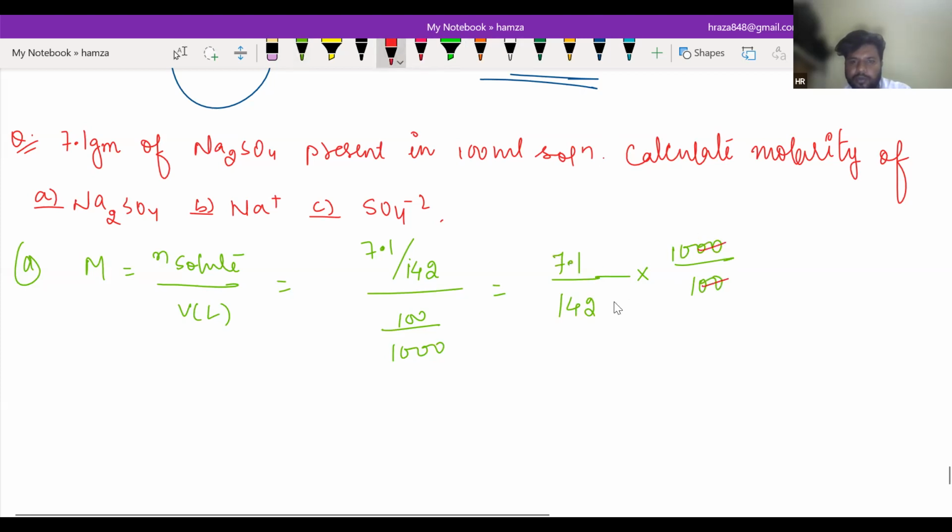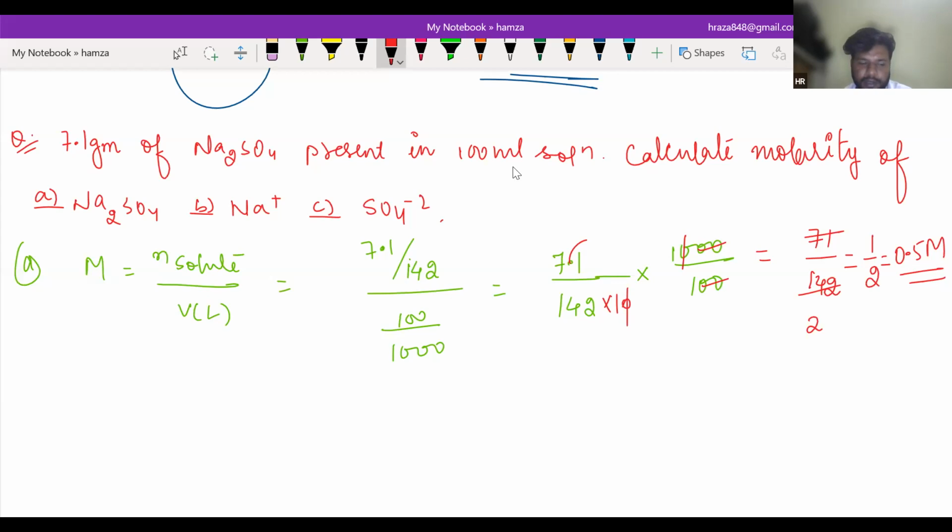Again 20 will be cancelled by 20, and if you remove the decimal, it will be 10 in the denominator. Again it will be cancelled. Now this is basically 71 upon 142, so it will be cancelled by 2. So the answer is 0.5 moles per liter only. Check your mistakes, please, and tell me where you have made the mistake.